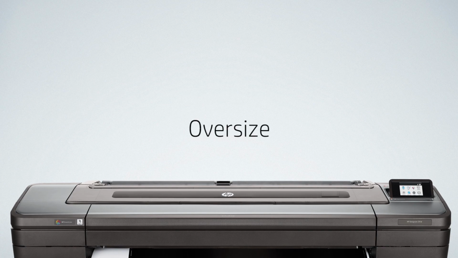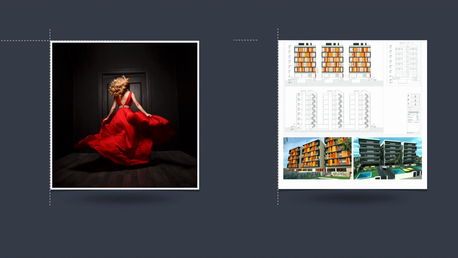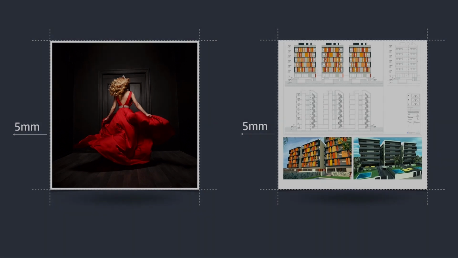With oversize, the margin will be added to the original size of the image. Therefore, the job size will be 5 millimeters larger on all four sides. This setting respects the scale of the original file and avoids clipping part of the job.